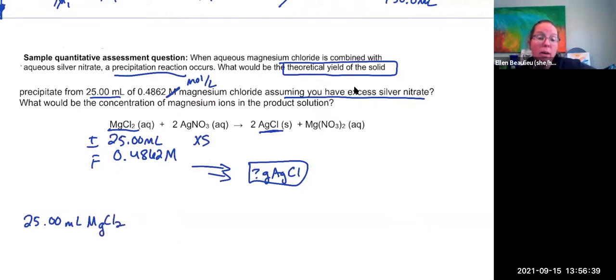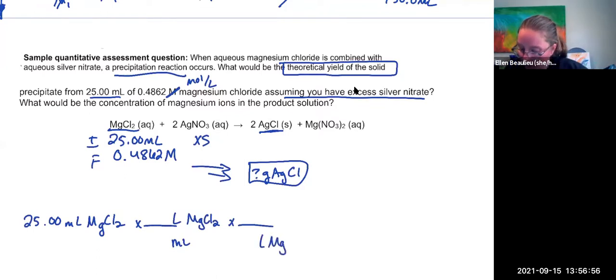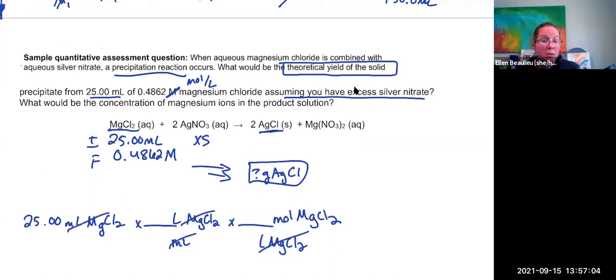I'm going to start with 25 milliliters of magnesium chloride. Now I know that molarity is moles per liter. So the very first thing in my tunnel is going to be to get out of milliliters and into liters so that I can, as with any stoichiometry problem, dig into that mole tunnel, get out of liters of that compound and into moles of that compound. So at this point, I have a tunnel that's gotten me into moles of magnesium chloride.